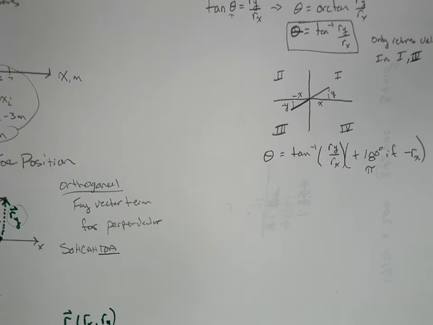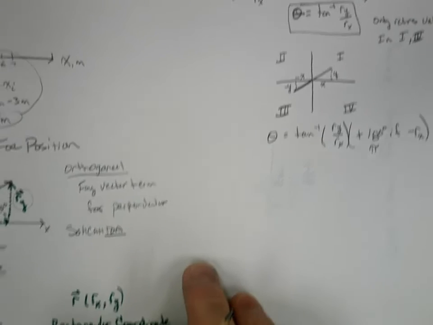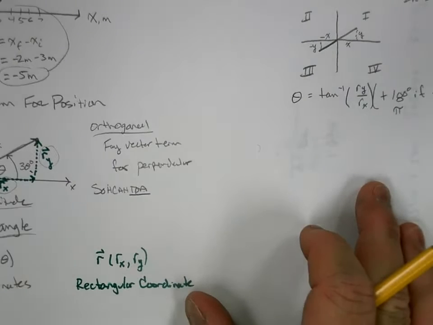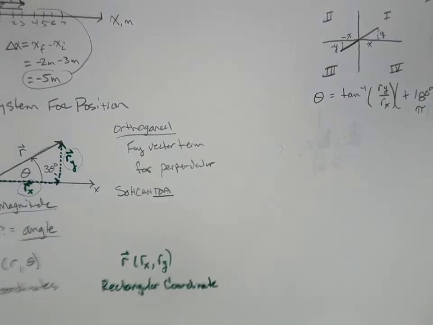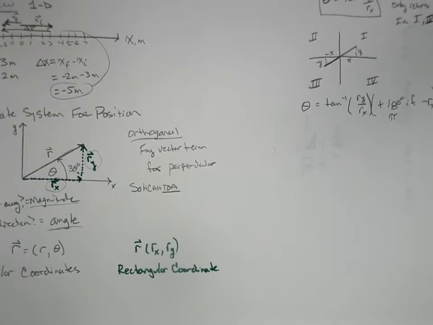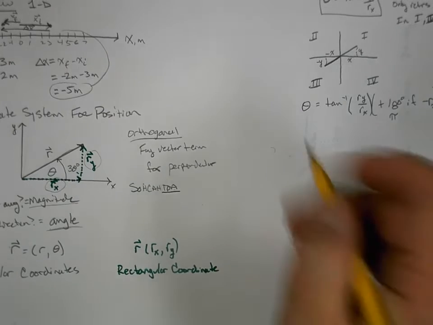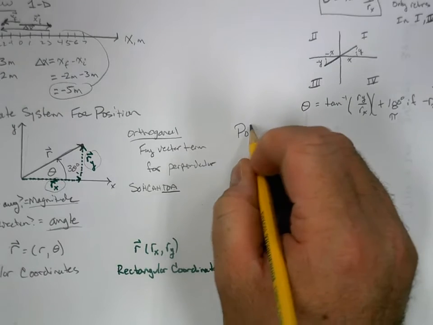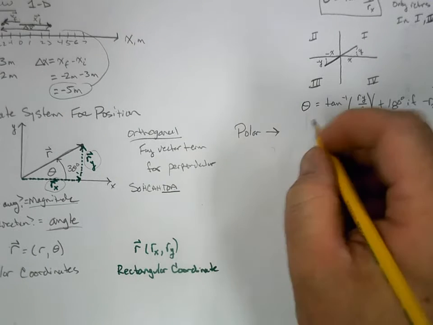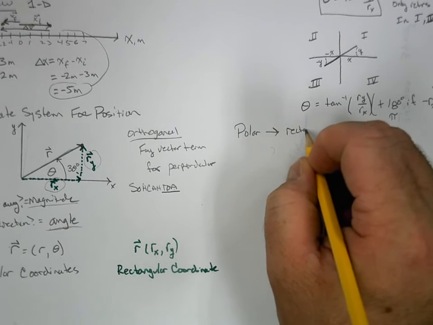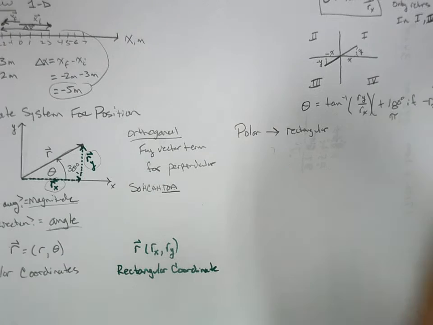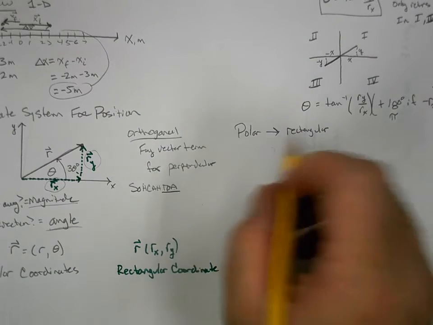Okay, so keeping our diagram over here, we're now going to do polar to rectangular. And this one is a bit more elegant, if you ask me. I kind of like this one. Polar to rectangular.